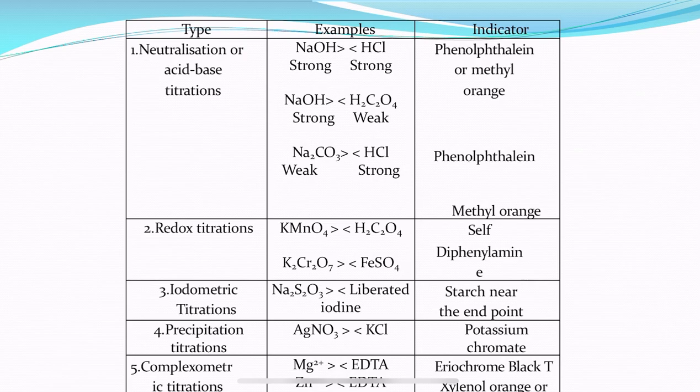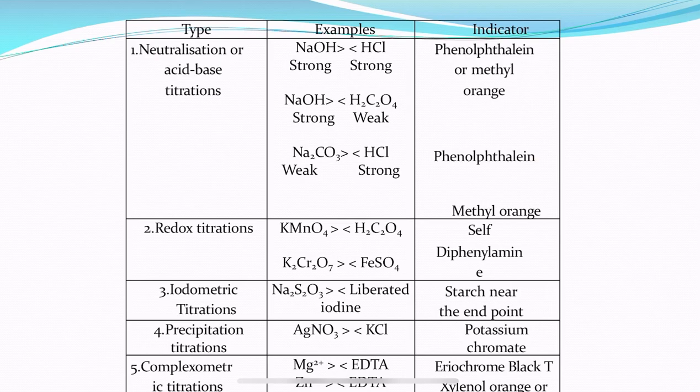So, what is the indicator we are going to use in these experiments? To perform a strong acid strong base titration, we are going to use phenolphthalein or methyl orange indicator. Okay. So, to perform a strong acid strong base titration, phenolphthalein is the indicator used. I hope you have done the titration using phenolphthalein indicator.